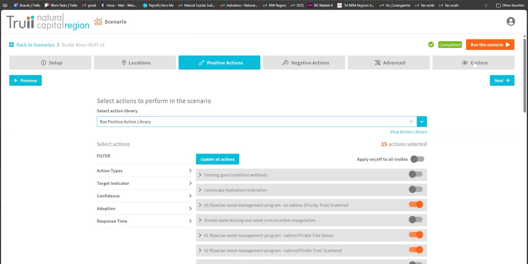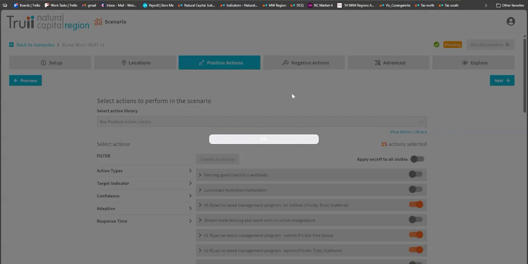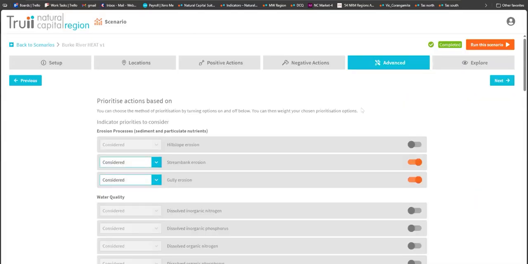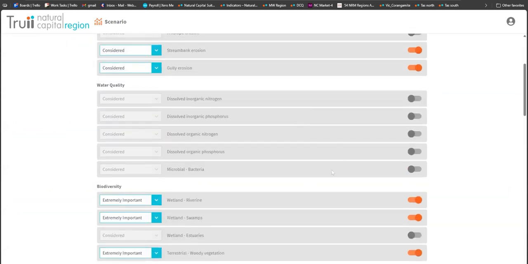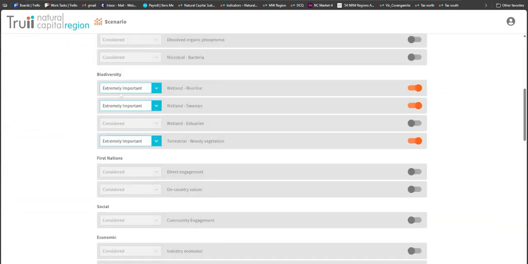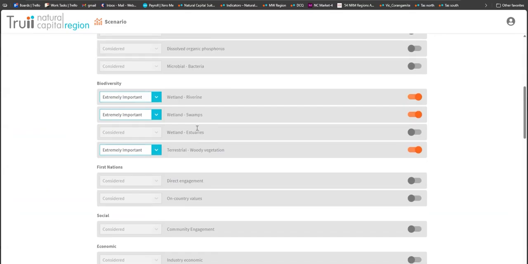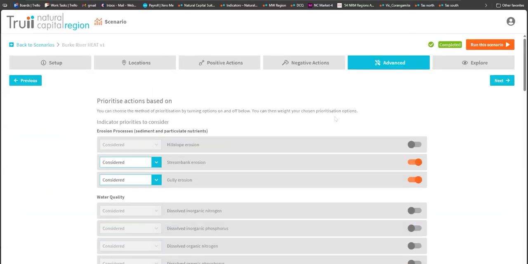But the point was they wanted to, sorry, let's go back. And I'll also make a point that under this advanced tab, you can indicate the things that you really care about. In this case, they wanted to rate any activities that had the highest biodiversity outcome as an extremely important indicator. So that's where they've weighted these things more highly than, say, water quality, for example.